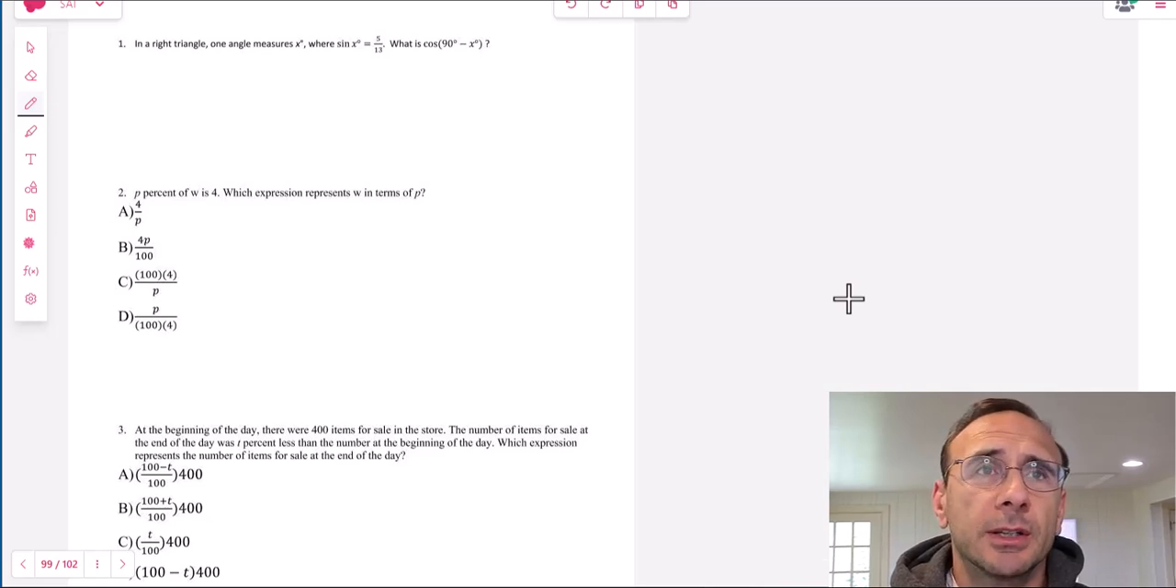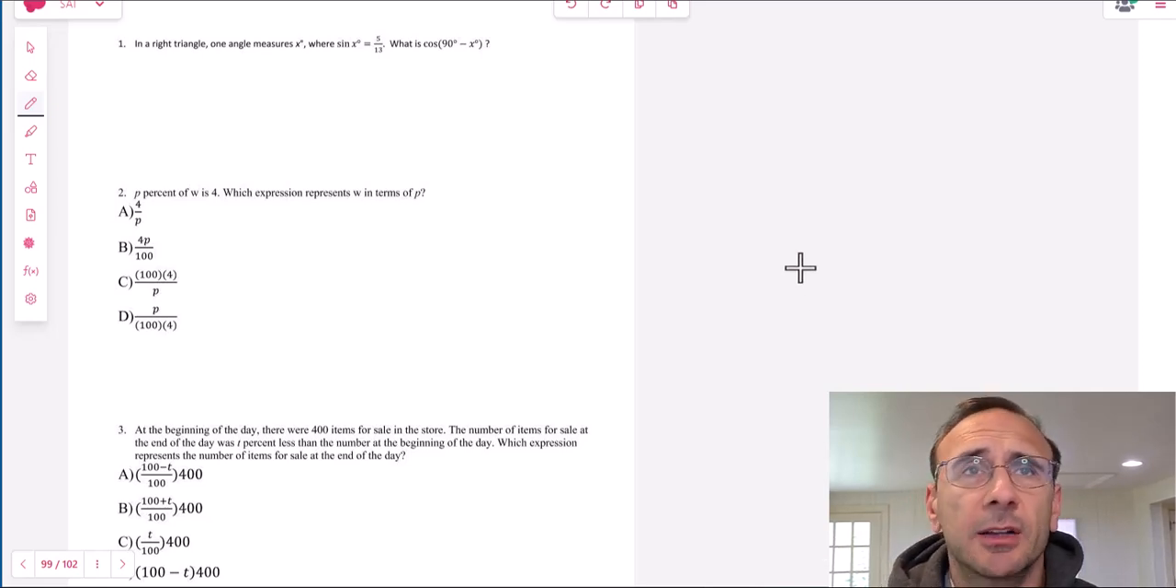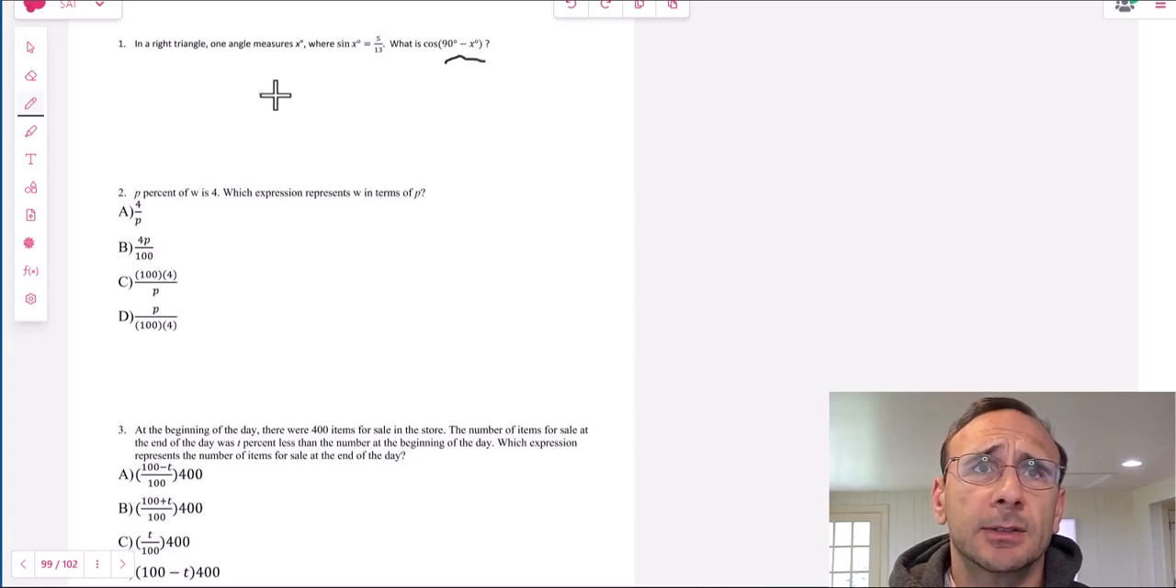So number one, here's a right triangle. One angle is x. Here's sine of x. What is cos of 90 minus x? This is really the only trig identity they test, is knowing about this 90 minus x thing.